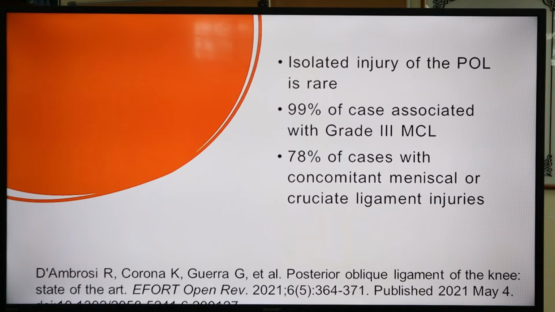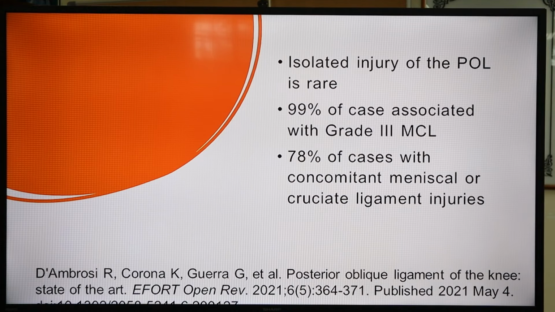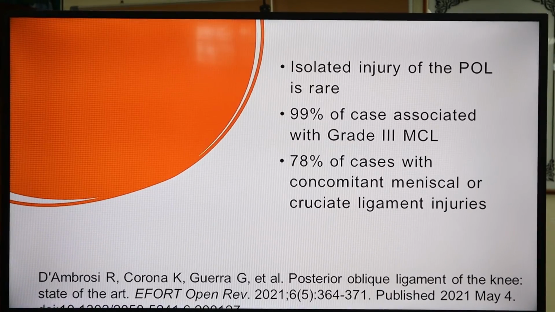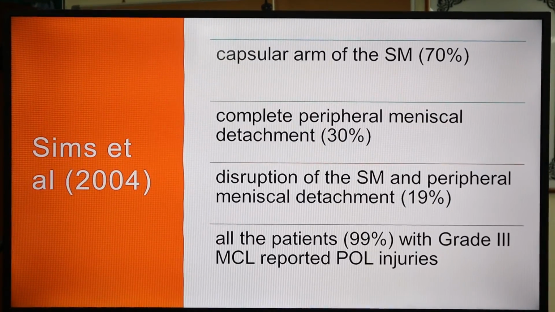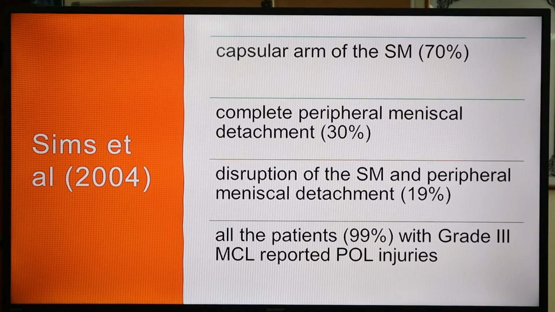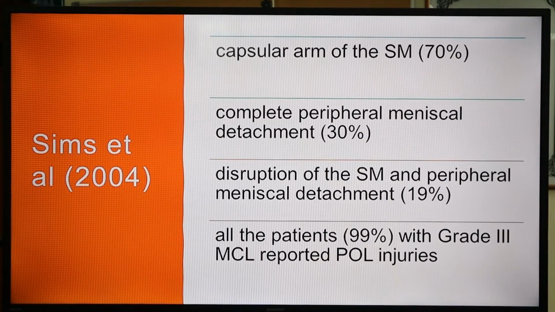POL tear. Isolated POL tear is very rare. 99% of cases are associated with grade 3 MCL injury. 78% of cases have concomitant meniscus and cruciate ligament injuries because of high impact injuries in the knee. Sims et al. looked into the incidence and prevalence of POL tear, and the most common tear is at the capsular arm.